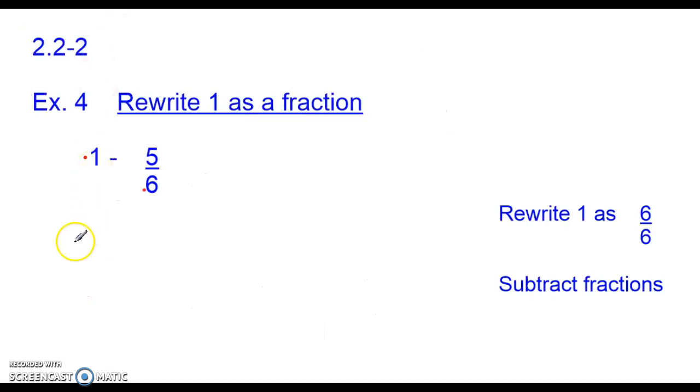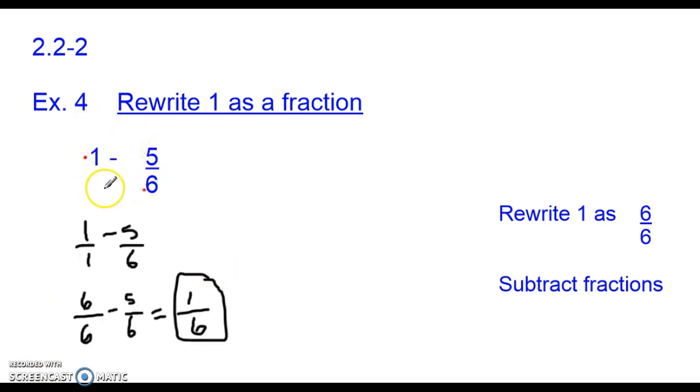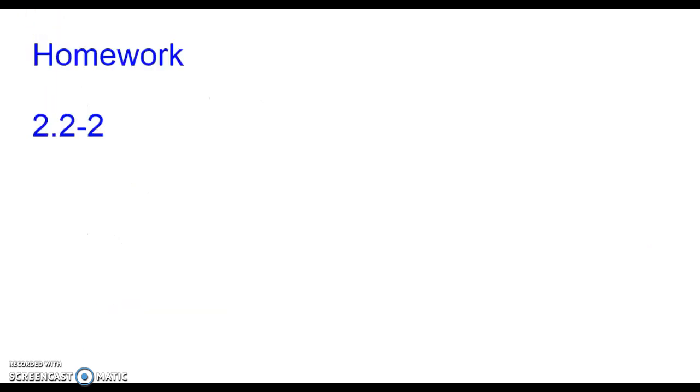Okay, try this one on your own and check back in. Go ahead and pause now. Okay, so I wrote my whole number as 1 over 1. Then I found the common denominator between 1 and 6, which was 6 over 6 minus 5/6 gave me 1/6. You could do the same thing for addition as well. And that is it for your lesson.